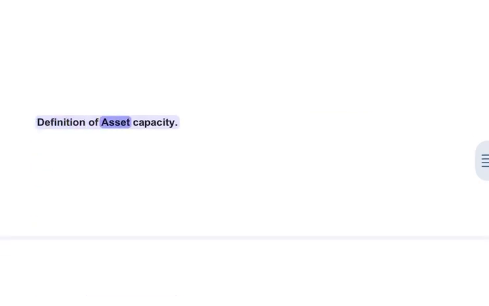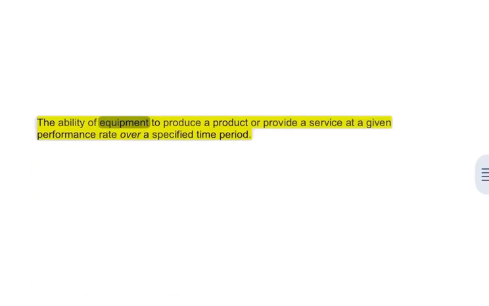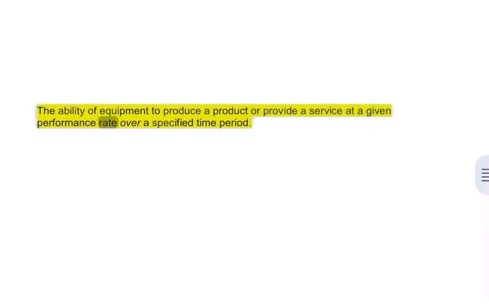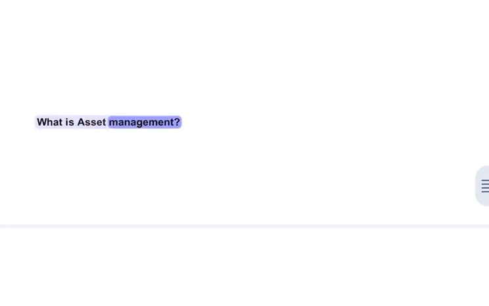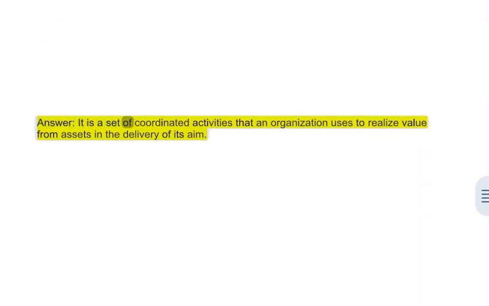Definition of asset capacity: the ability of equipment to produce a product or provide a service at a given performance rate over a specified time period. What is asset management? Answer: it is a set of coordinated activities that an organization uses to realize value from assets in the delivery of its aim.